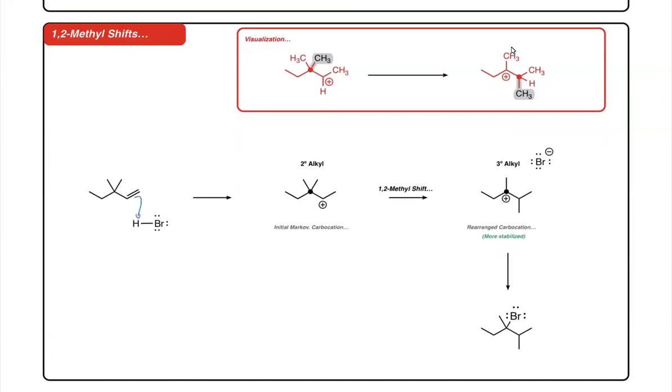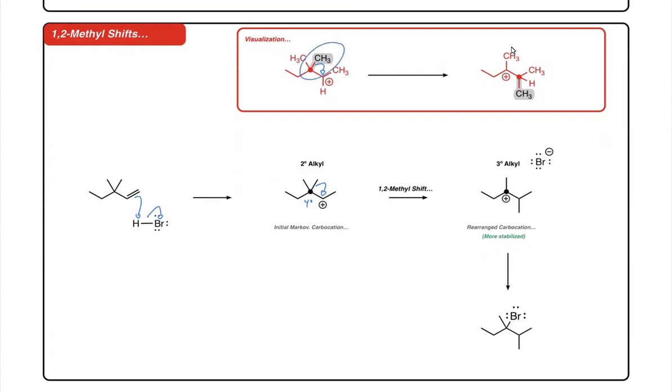Let's electrophilically add a proton to create the initial Markovnikov carbocation, that is secondary alkyl. At the adjacent position, it's quaternary. Now, there's no hydrogen there, but there is a methyl group. Because there's no hydrogen, it would not be a hydride shift. Instead, here, we do a methyl shift.